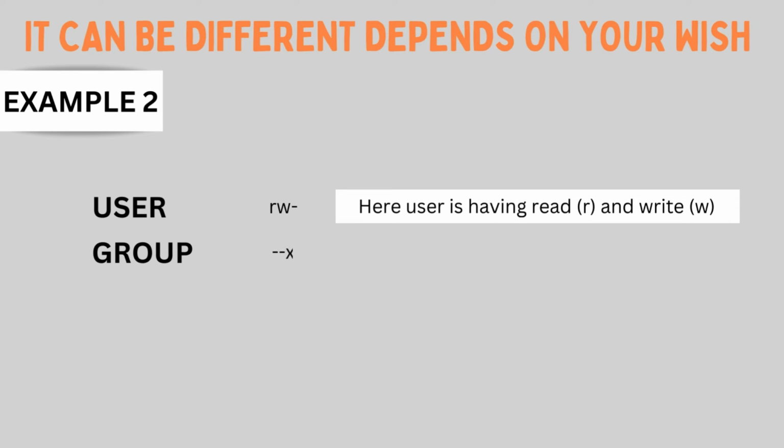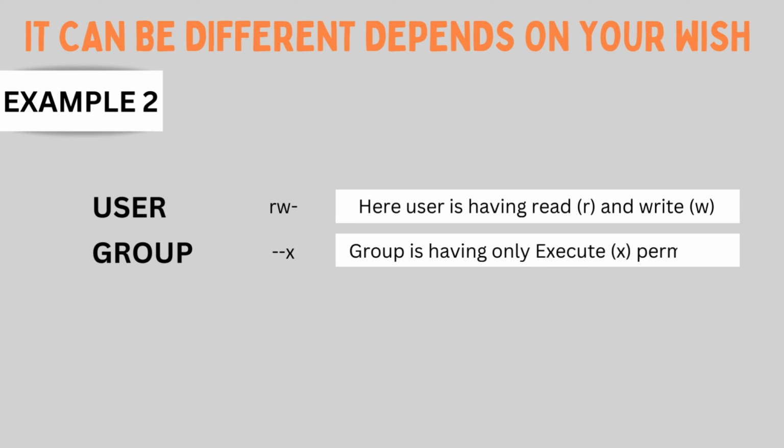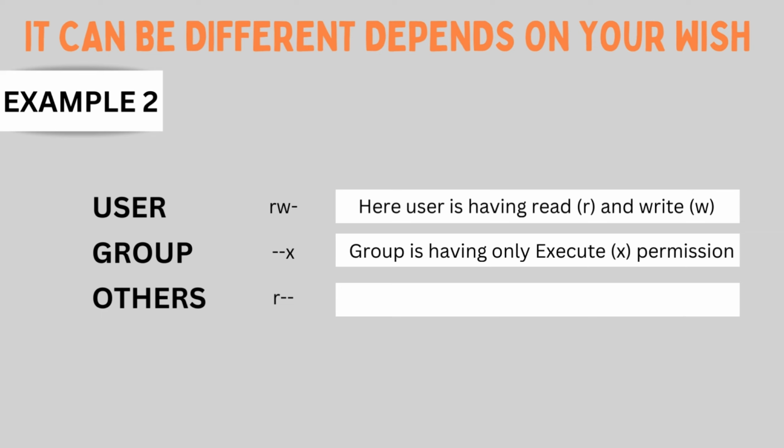If you see that the group has only execute X permission, it means that members of the group can only run the file. Depending on your requirements, you can adjust these permissions as needed. While others are allocated only read, R permission, meaning they can only view the file, you can always change this permission as needed. We'll cover how to change permissions later in this video, so stay tuned.